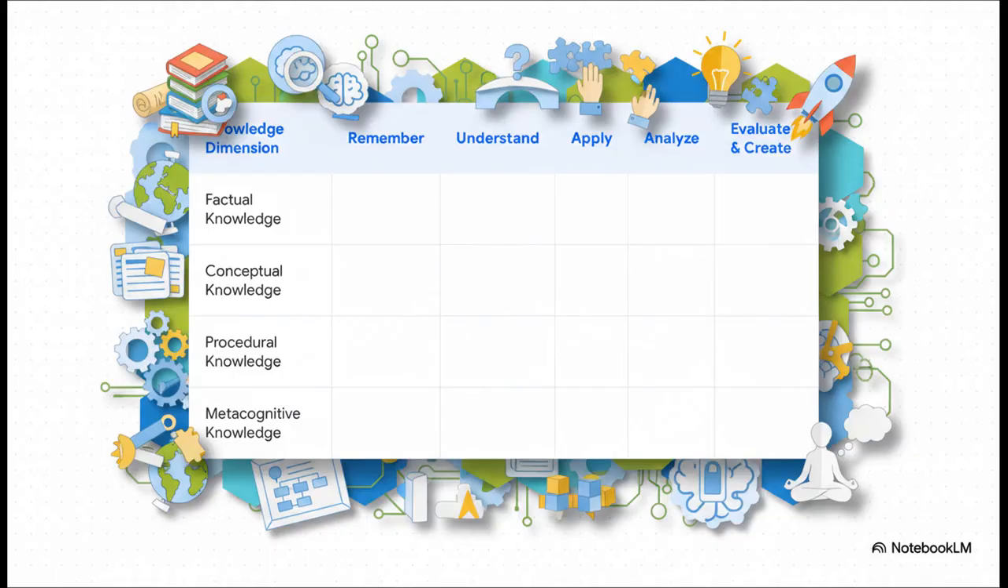And this table, this is the real engine of the revised taxonomy. It's not just a list anymore. Across the top, you've got your cognitive verbs, from remembering all the way up to creating. But then, and this is key, down the side, you have the types of knowledge: factual, conceptual, procedural, and even metacognitive. The real work of designing great lessons happens at the intersection of these rows and columns.